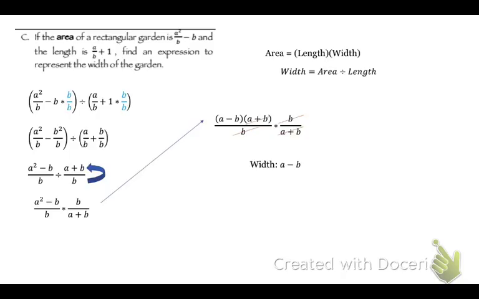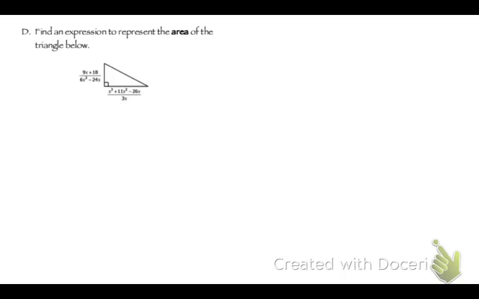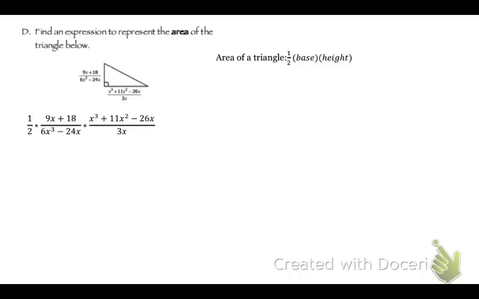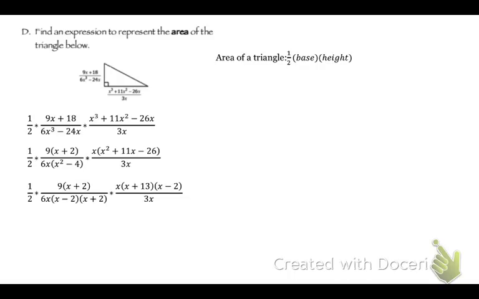Okay? Let's look at this one. So the area of a triangle is 1/2 base times height. So 1/2 base times height. Factor everything. You get 1/2, and then 9 times x plus 2 over 6x, x minus 2, x plus 2, times x plus 3, x minus 2, times 3x. Don't forget to take out the GCF there.